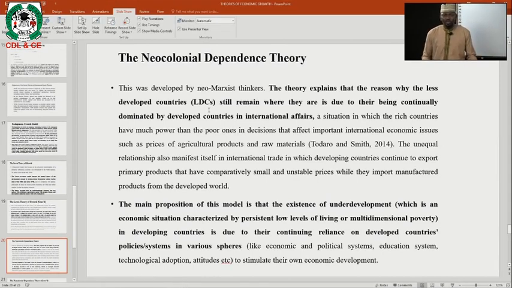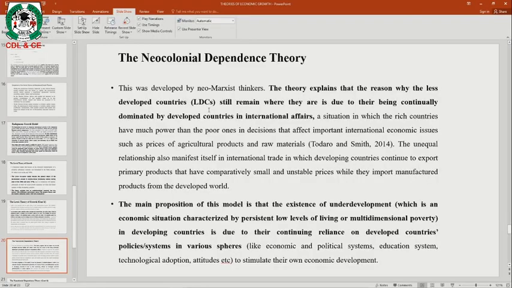But in the neocolonial dependence theory explanation, it is the reason why underdeveloped countries still remain underdeveloped, because the relationship manifests itself in international trade. It also manifests in a situation whereby what less developed countries continue to produce are primary products, and that is what they export. And when you produce primary products and export primary products, you get less compared to manufactured products. And your production of primary products depends on the demand from industrial and developed economies. So it makes you continue to depend on them.